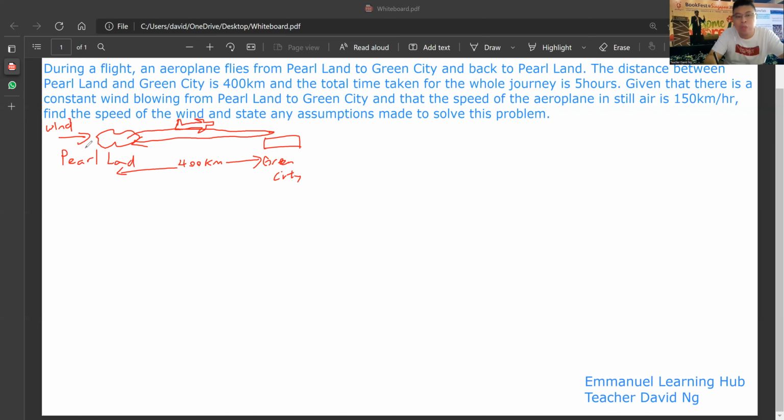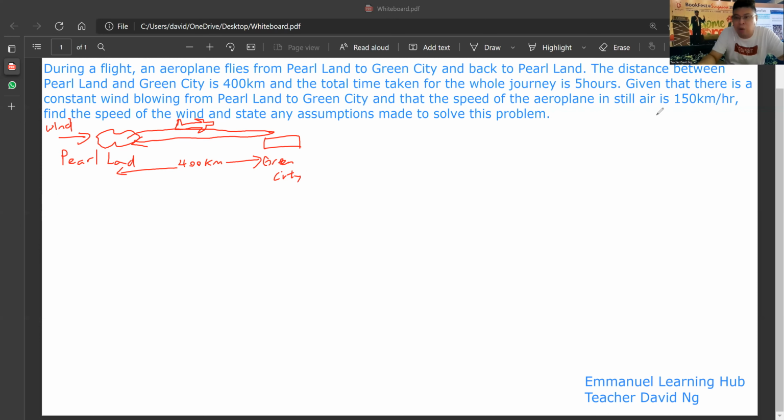So imagine if there's a wind blowing, the plane actually travels faster if you go from Pearland to Green City. And when you come back, it actually goes slower because the wind is going against the aeroplane. So if the wind blows from Pearland to Green City, that is what happens.